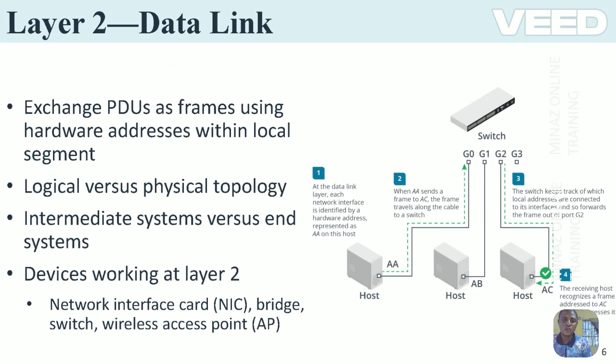Under layer 2, you have the data link layer. This is the exchanging of data, with the protocol unit as a frame, using hardware addresses within local segments. We use logical versus physical topology in the second layer, which is the data link layer. Intermediate system versus end system. The devices working at layer 2 are the network interface card, bridge, switch, and wireless access point. So these are devices that operate in layer 2.